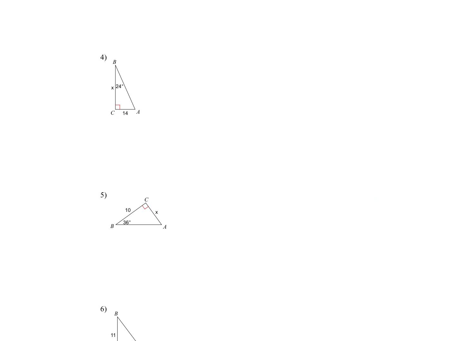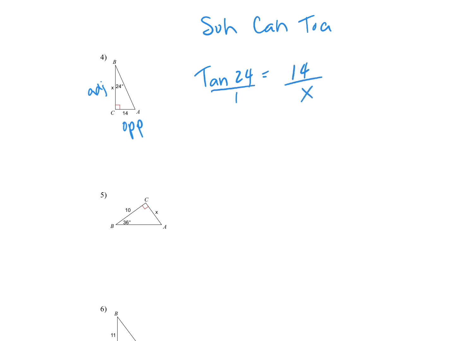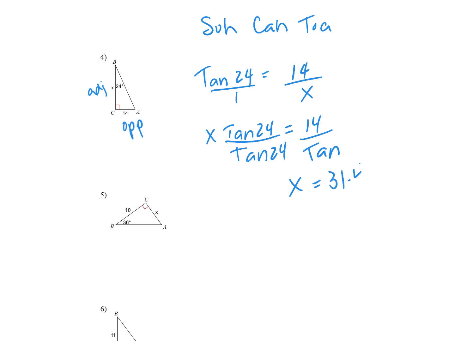This is also a tangent, SOHCAHTOA. And this is the adjacent to that angle and the opposite. So the tangent of the angle, you put the 24 there, equals opposite over adjacent. It's going to look the same as the last one. X tangent of 24 equals 14. Divide both sides by tangent of 24, and you'll get that x equals 31.4. That's 14 divided by tan of 24.